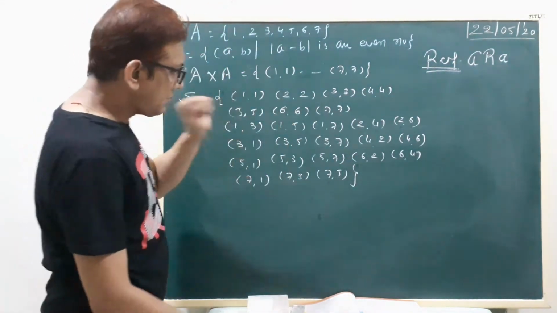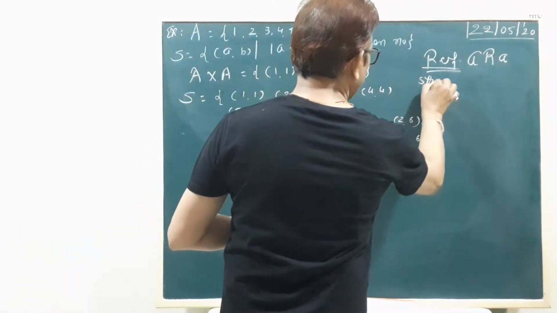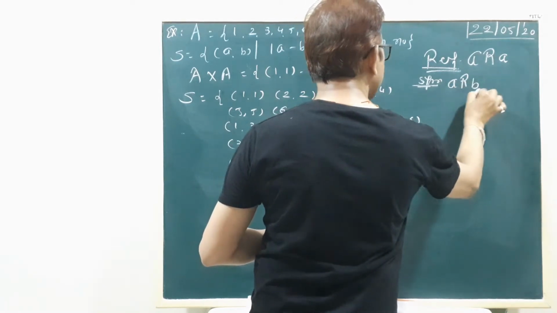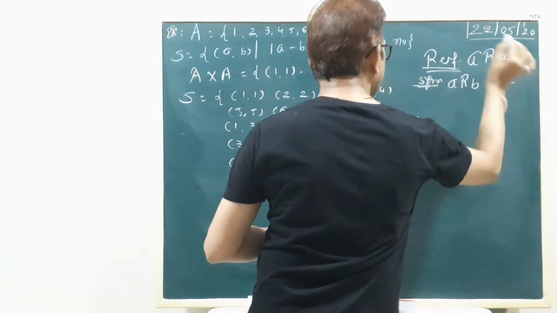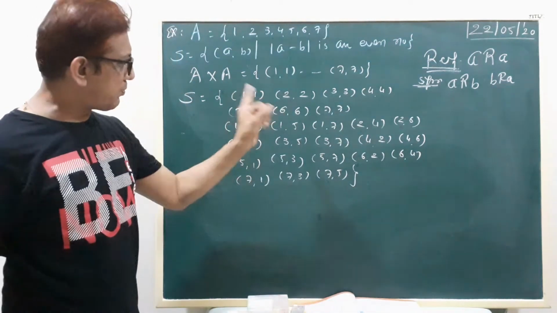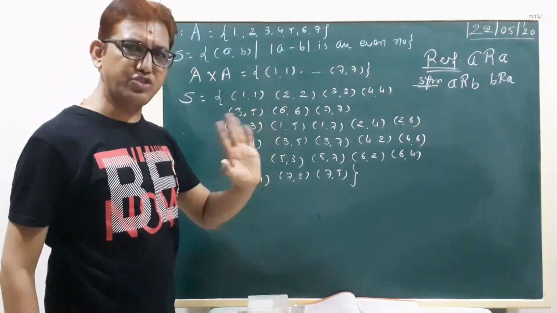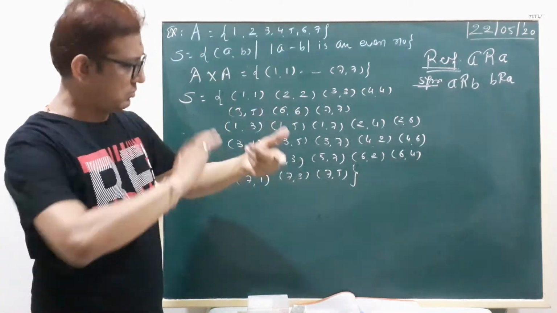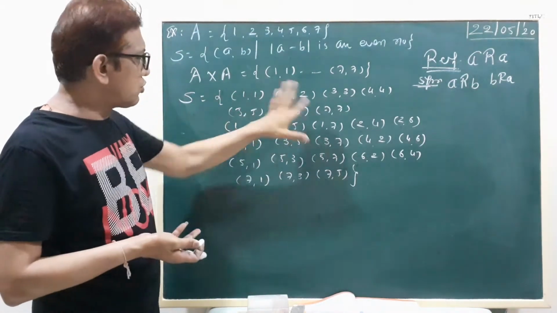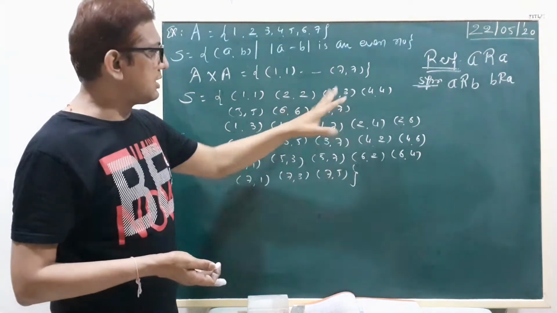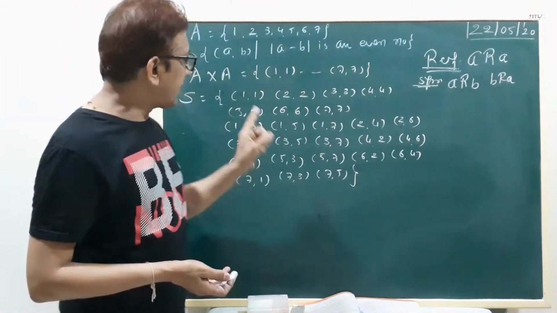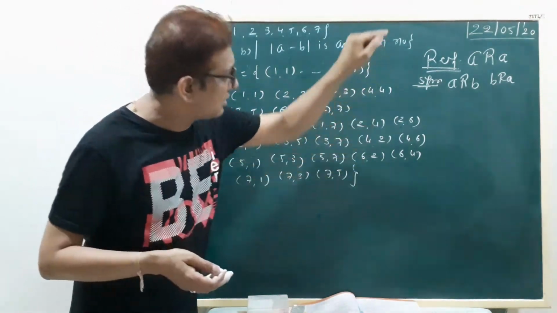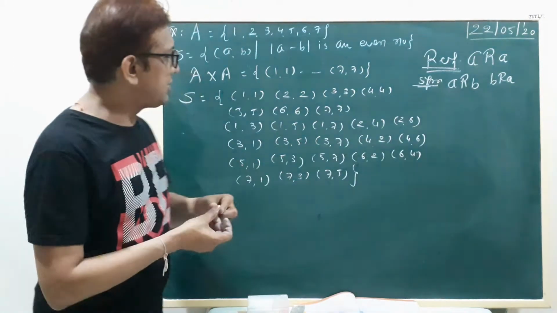Now the second one, the symmetric property. Symmetric property means a relation b and the converse b relation a are both in this set. Verify it: you can select any bracket. Suppose (1,1); change the order, (1,1). (2,2), change the order, (2,2). (3,3), (4,4). That means (1,1) through (7,7) satisfy the symmetric property.